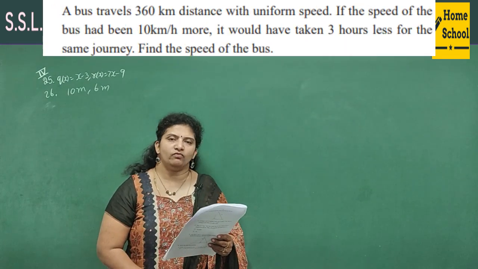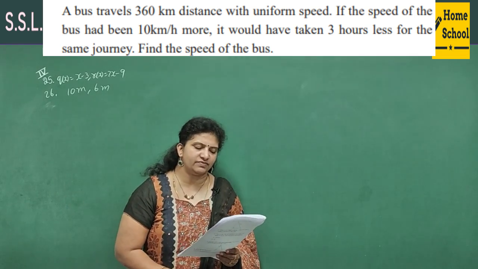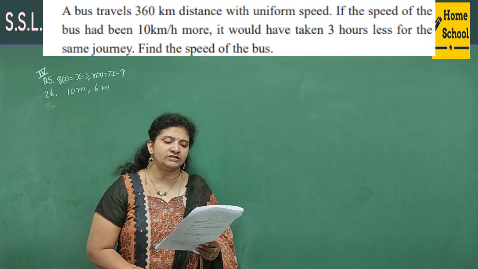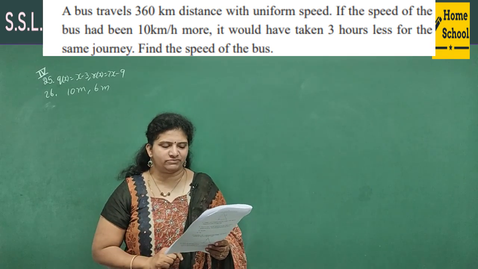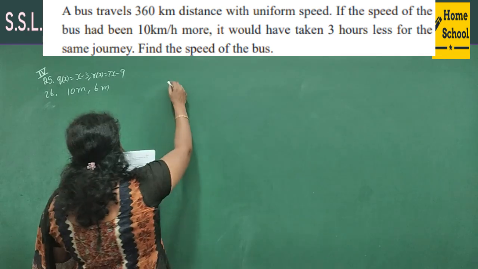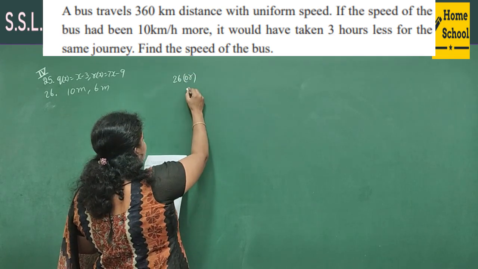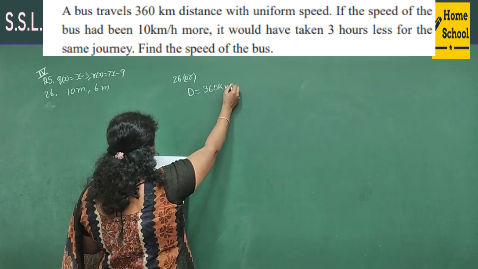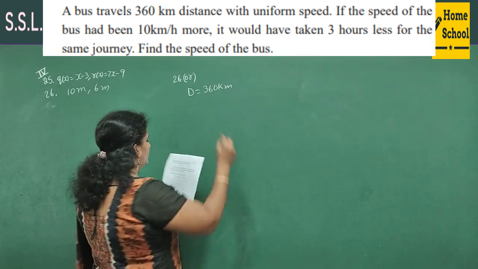In 26, we have one more OR question. A bus travels 360 km distance with uniform speed. If the speed of the bus had been 10 km per hour more, it would have taken 3 hours less for the same journey. Find the speed of the bus. So what is given in this problem? 26 OR question. Distance D is equal to how much? 360 kilometers.